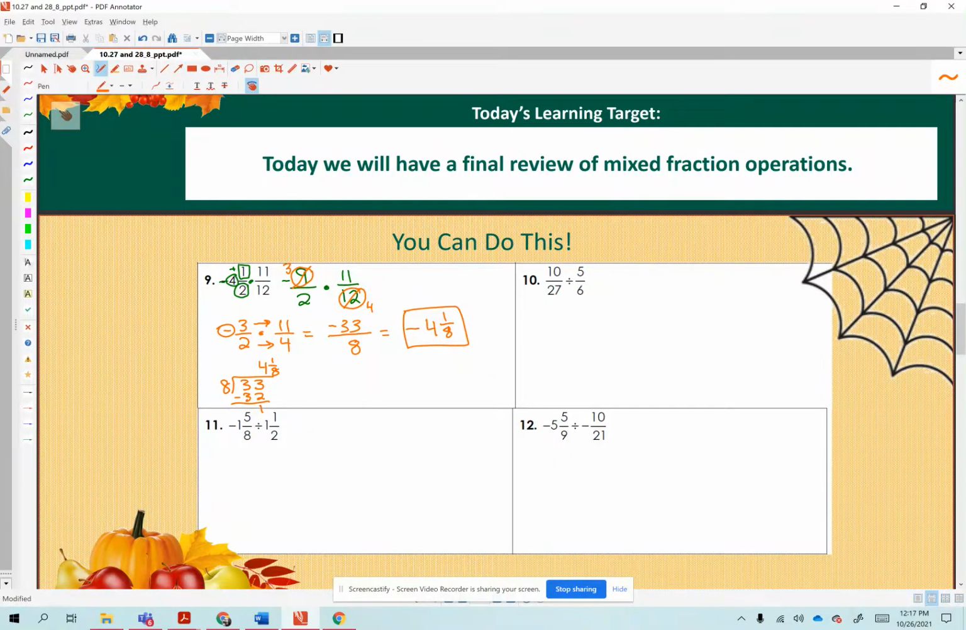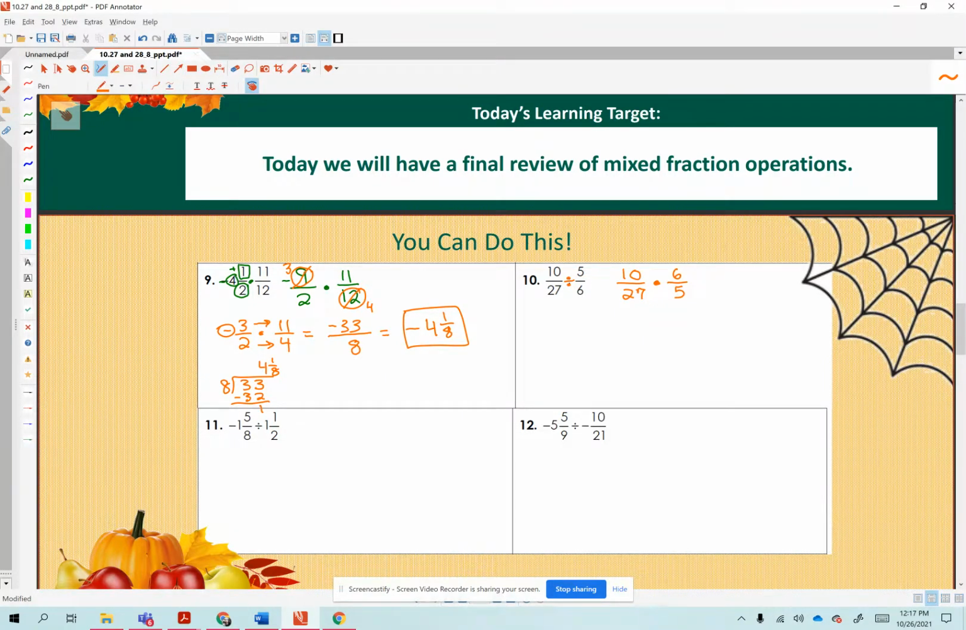Next, we have division. Okay, so with division, we keep our first fraction, we change the division to multiplication, and we invert the second fraction. And then we can look for opportunities to simplify. So first, we will rewrite this as 10 over 27 multiplied by 6 over 5.